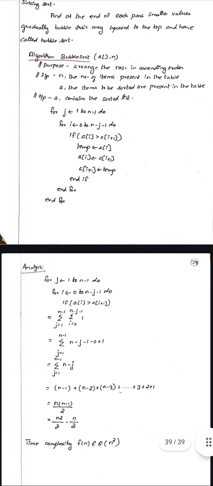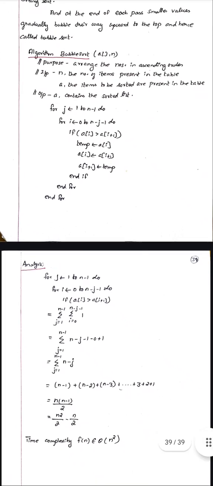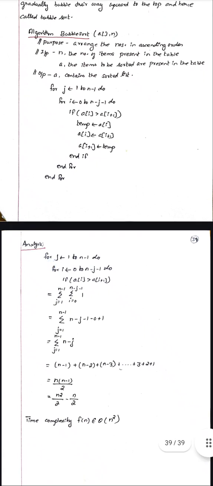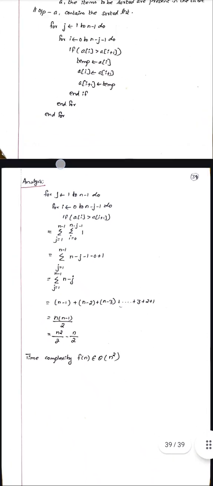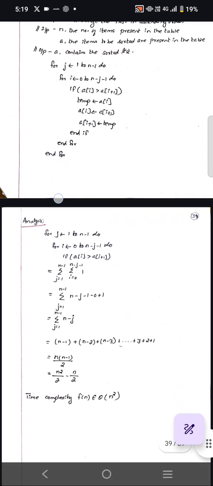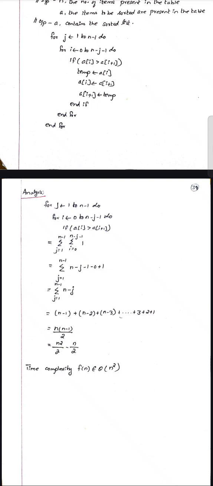That is bubble sort. Purpose: arrangement of numbers in ascending order. Input: n, the number of items present in the table, and A, the items to be sorted present in the table. Output: A contains the sorted list. Here is the algorithm. For j from 1 to n minus 1, for i from 0 to n minus j minus 1, if a of i is greater than a of i plus 1, temp is a of i, a of i equals a of i plus 1, a of i plus 1 is temp, end if, end for.